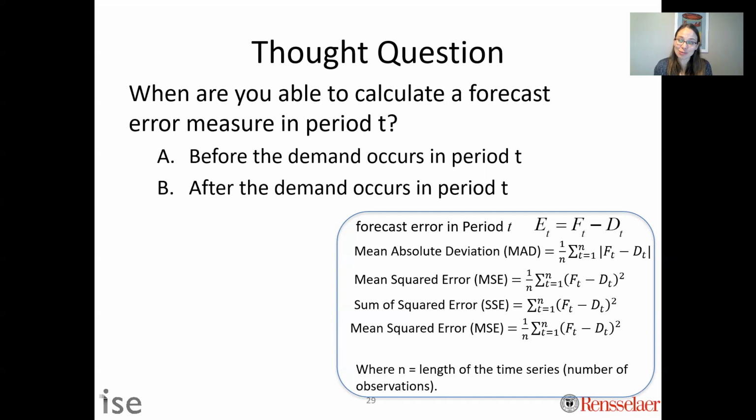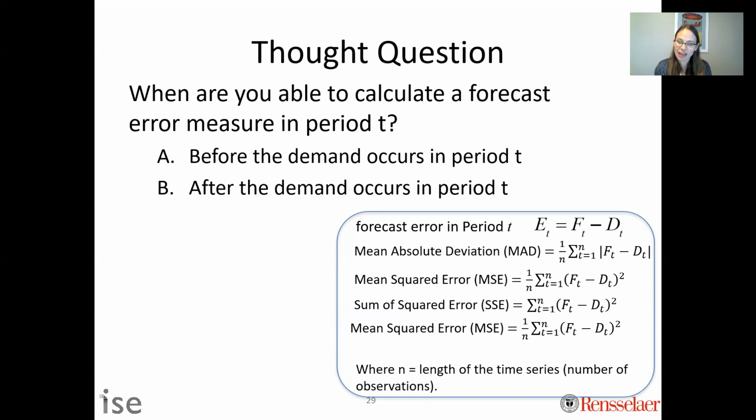So the correct answer to this one is also B. We can't calculate how well we did until demand happened. Okay? So we need the past to evaluate how good our forecast was.